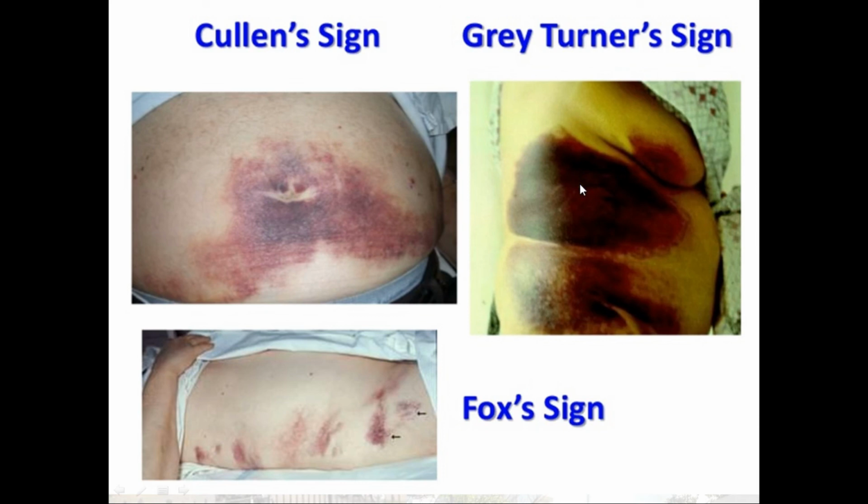When this purplish grayish discoloration is present in the flank region, then it will be called a Grey Turner sign. And Fox sign is when this purplish discoloration is present below the inguinal ligament. It is considered as a Fox sign. These signs are all telling us that severe necrotizing pancreatitis has occurred.